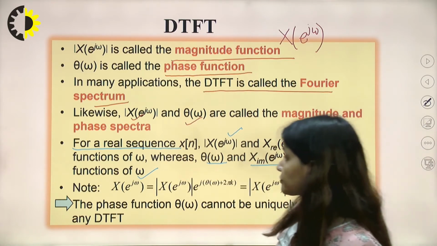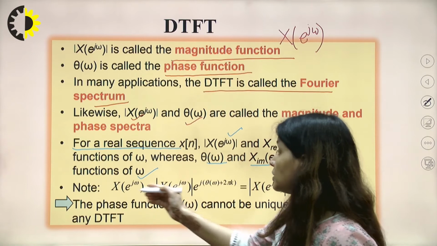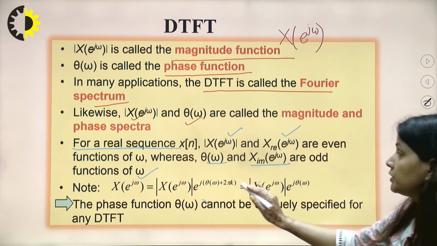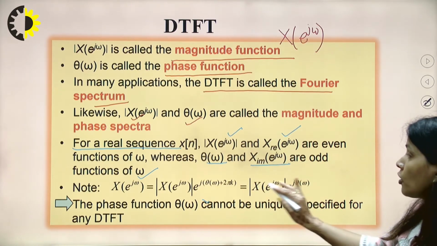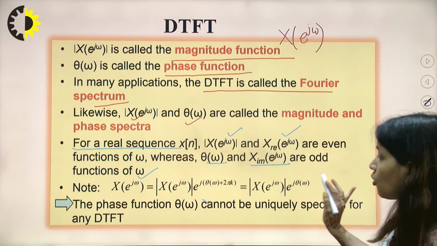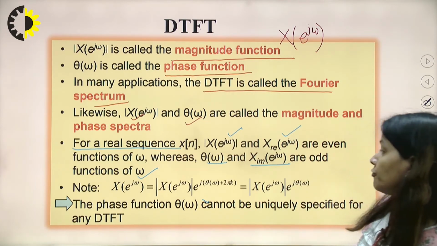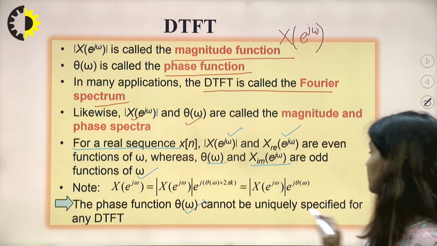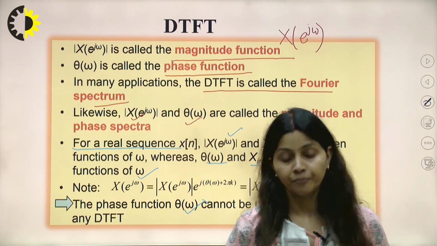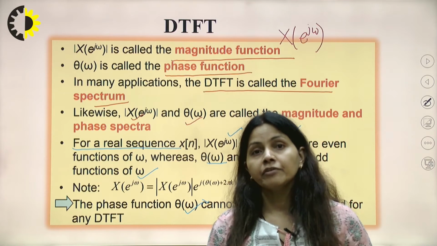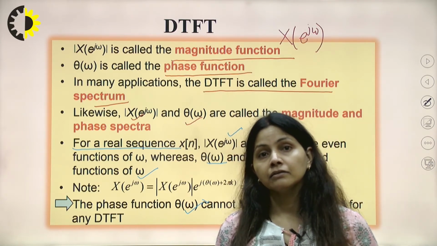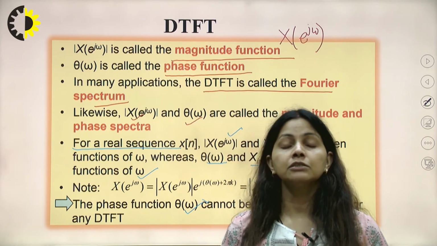So we can note down that X(e^jω) is nothing but the mod of X(e^jω) times e^(j(θ(ω) + 2πk)), which equals mod of X(e^jω) times e^(jθ(ω)). So the phase function θ(ω) cannot be uniquely specified for any DTFT. Whenever we are calculating the DTFT, we are getting the sequence in its frequency domain.